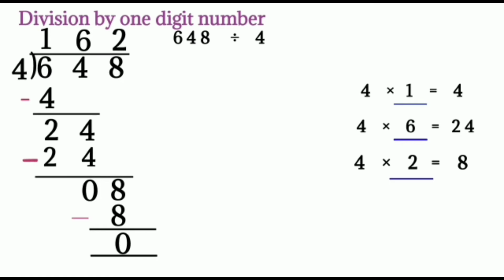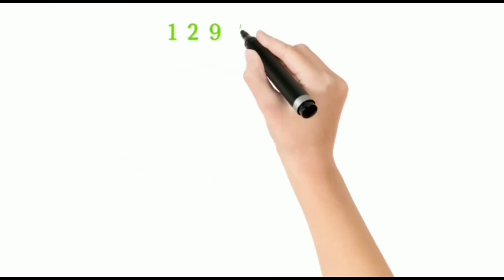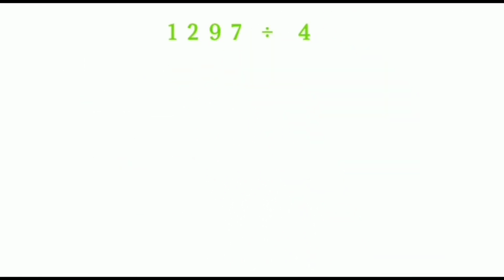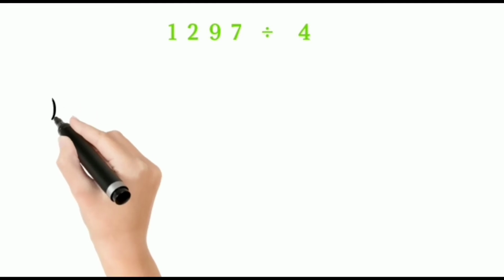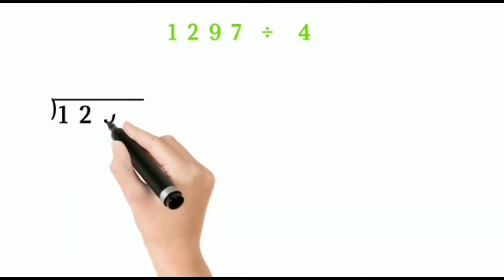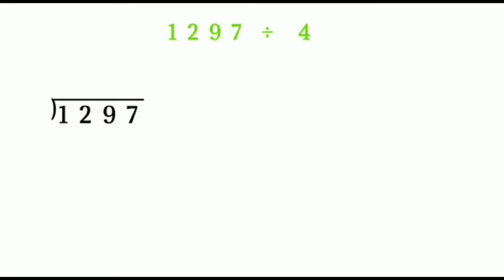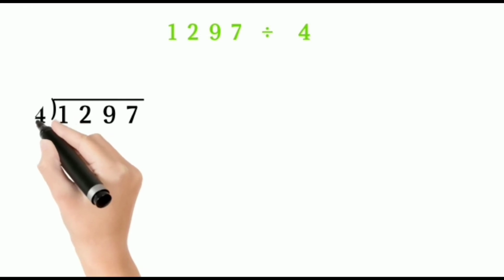The quotient is 162 and the remainder is 0. Next number, divide 1297 by 4. Here I take the same divisor, then you can easily understand. 1297 is the dividend, 4 is the divisor.